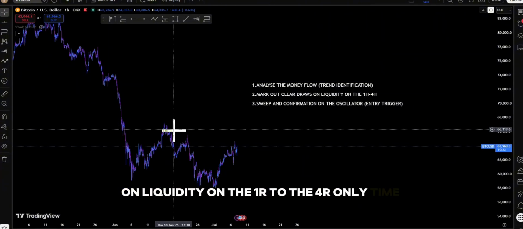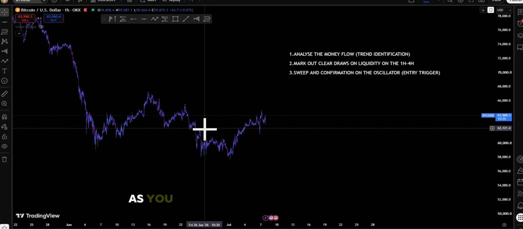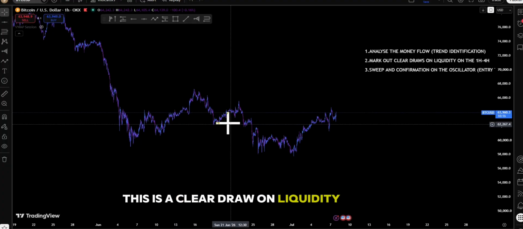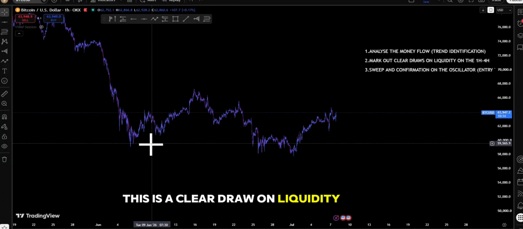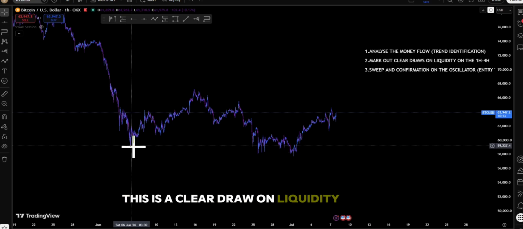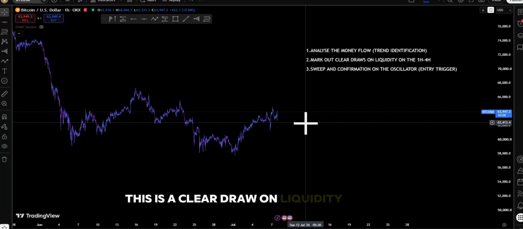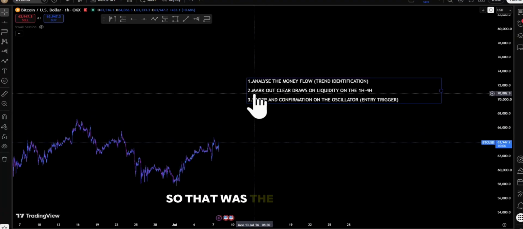All right, then the second step is to mark out clear draws on liquidity on the 1 hour to the 4 hourly time frame. So as you do see that this high, this is a clear draw on liquidity. This low, this is a clear draw on liquidity. This high, this is a clear draw on liquidity. All right, so that was the second step.